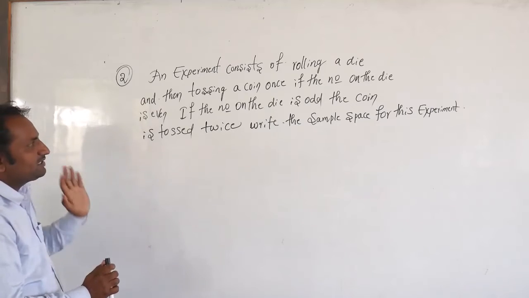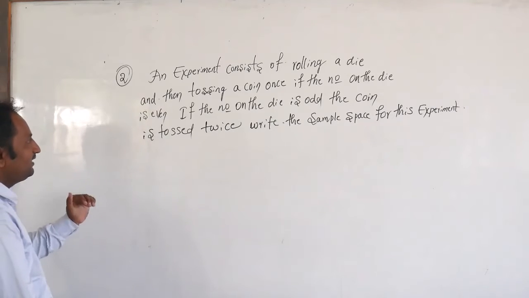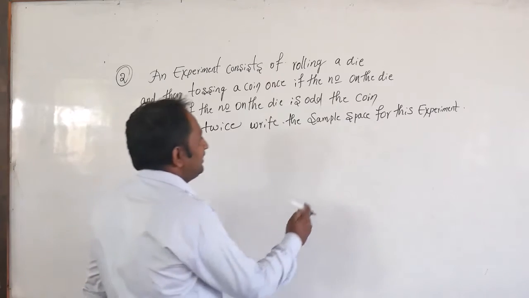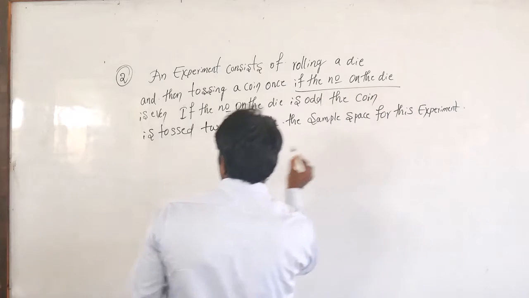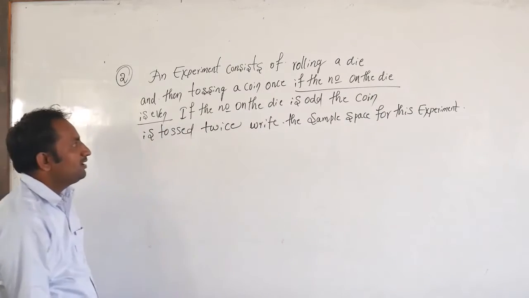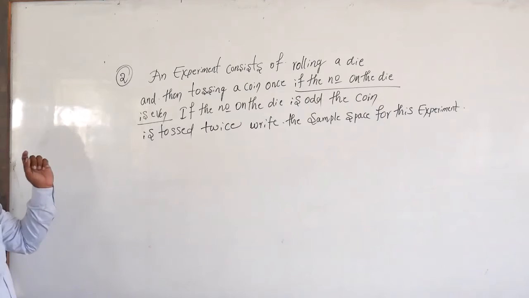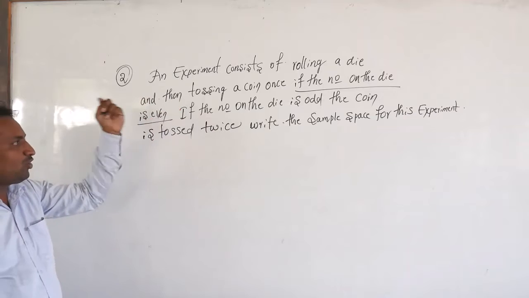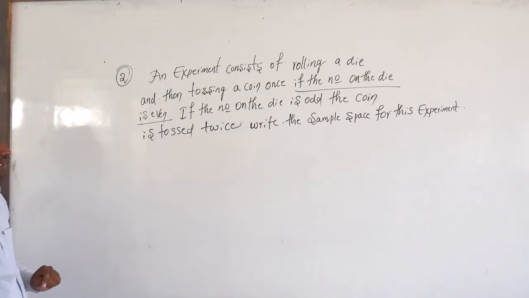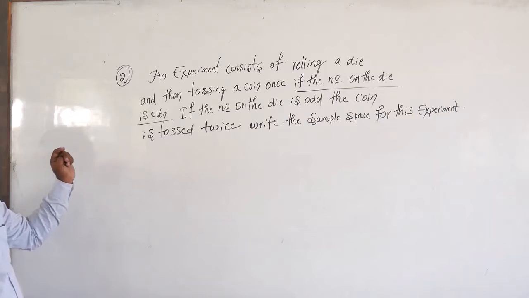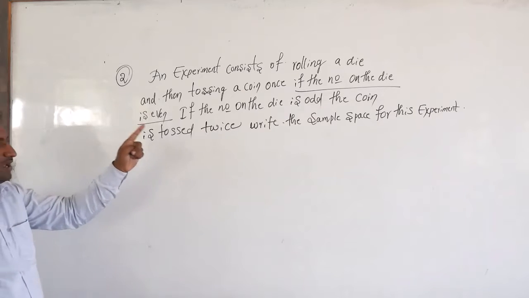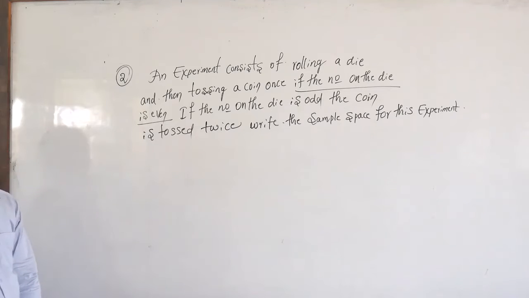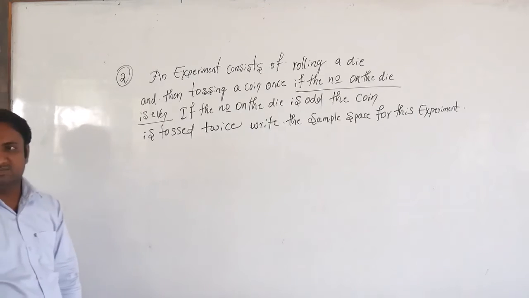An experiment consists of rolling a die and then tossing a coin once if the number on the die is even. If the number on the die is odd, then a coin is tossed twice. Write the sample space for this experiment.